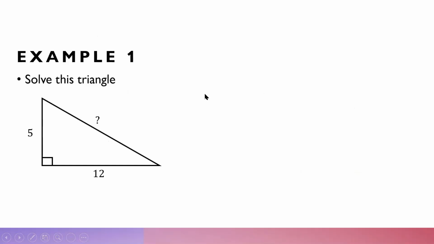Now, let's have this example number 1. So let us solve the unknown. The unknown for this triangle is the hypotenuse. So suppose this is our A, this is our B, and this is our C. Take note that the hypotenuse is the longest side of the right triangle, and that is always opposite the 90-degree angle. And A and B are the two other sides. So the Pythagorean theorem's formula is C squared is equal to A squared plus B squared.